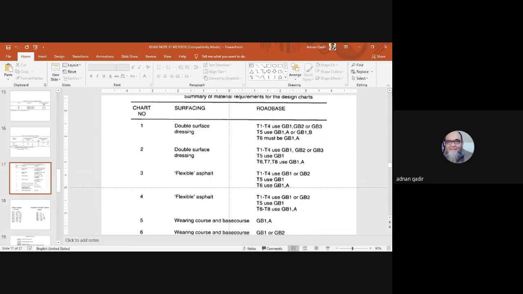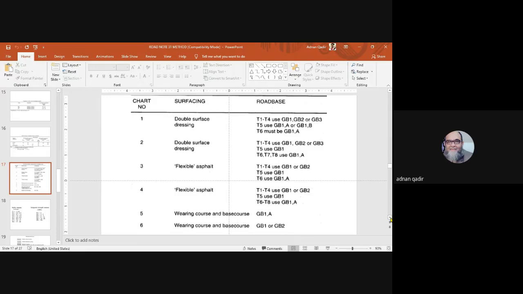Then there is flexible asphalt. You have to use this combination: GB1 or GB2, and for T5 use GB1. For another type of flexible asphalt, T6 to T8, your combination could be GB1A. Then if you are using wearing course and base course, GB1A, and wearing course and base course, GB1 or GB2. There are different charts defined: chart 1, chart 2, chart 3, chart 5, chart 6.